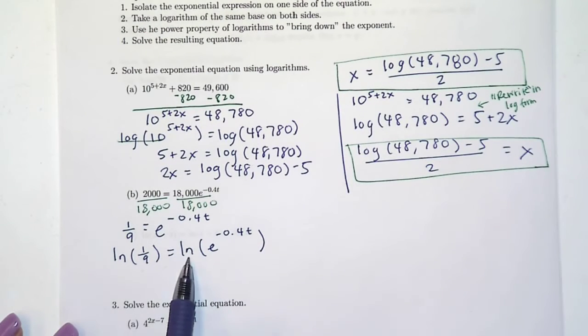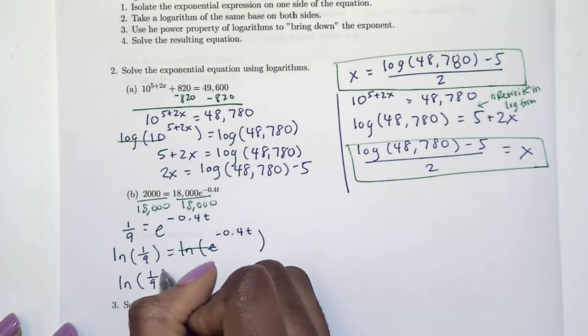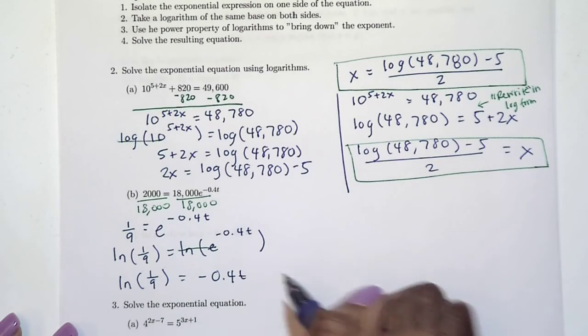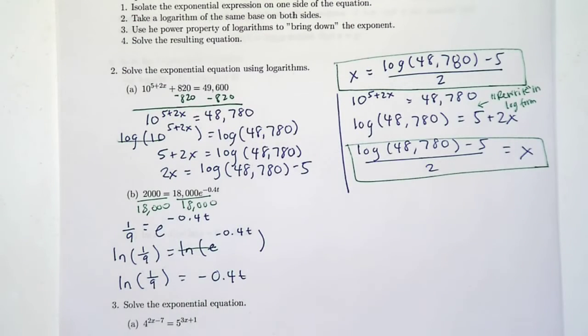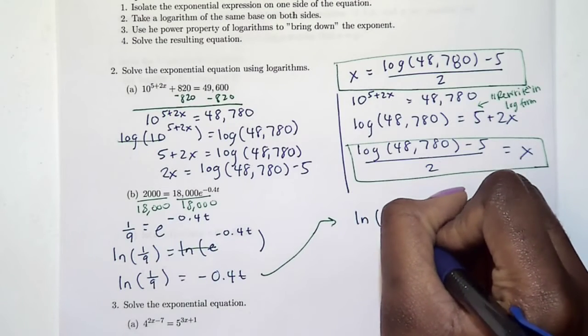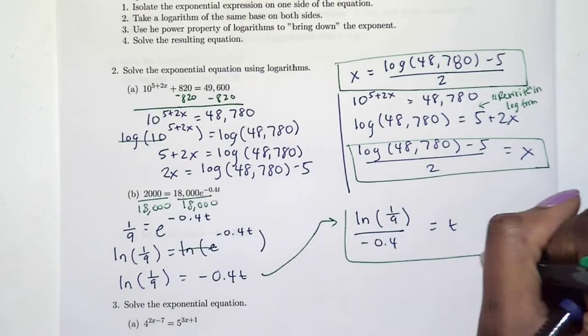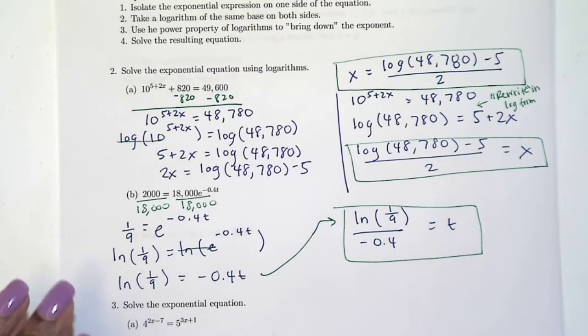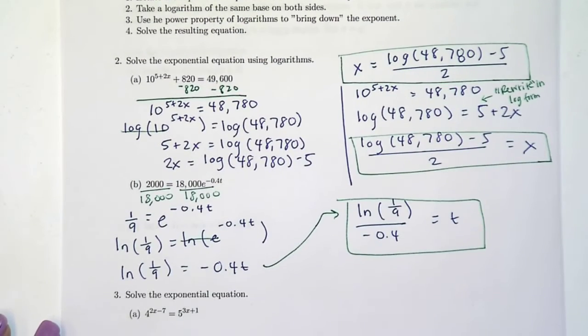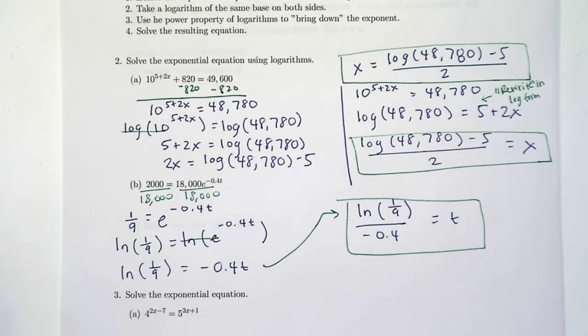All right, perfect. Natural log composed with e, those are inverses. Those are going to go away. So we get the natural log of 1 over 9 equals negative 0.4t. Okay, and then just divide both sides by negative 0.4. And that's our t. So notice that we have these exponential functions and we had to use a log to solve it.